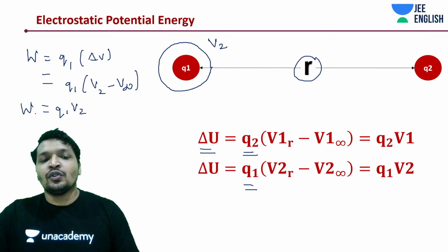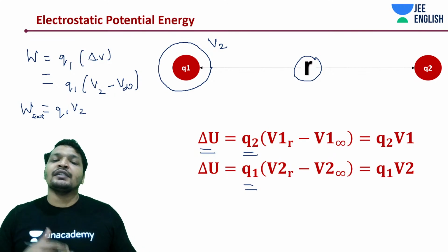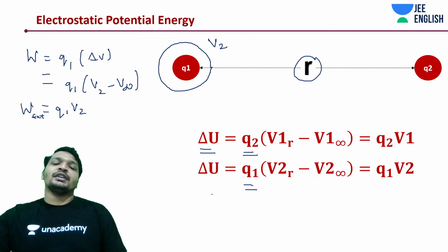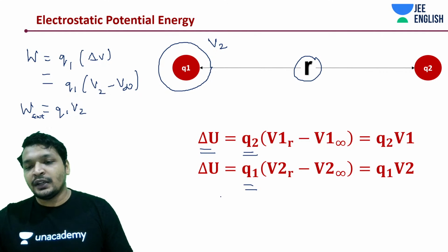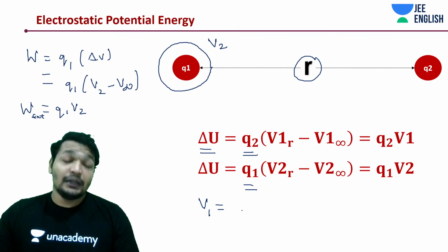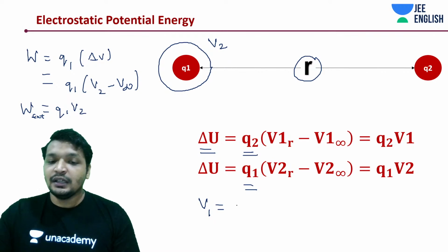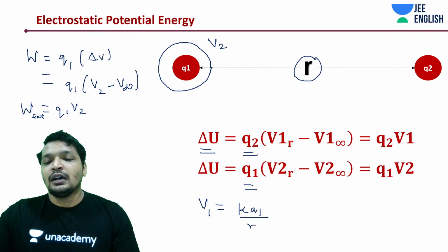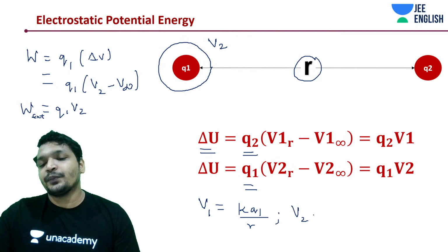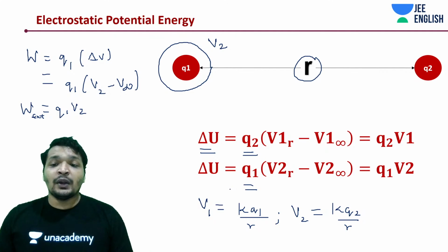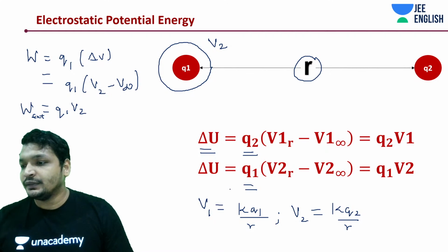Right, simple. But aren't they having the same potential energy? Yeah, that's true. So you would ultimately find out that q2 into v1 is equal to q1 into v2. What is v1? v1 is the potential at a point at a distance r away from it, due to charge q1, which is going to be k into q1 divided by r. And similarly, what is v2? v2 is equal to k into q2 divided by r. Try to multiply v1 with q2 and v2 with q1. They are equal. The same kind of thing.